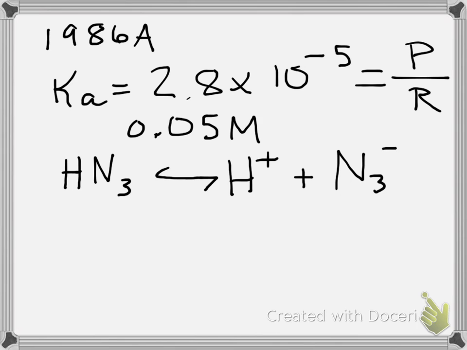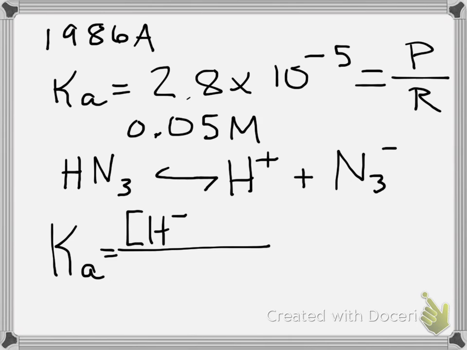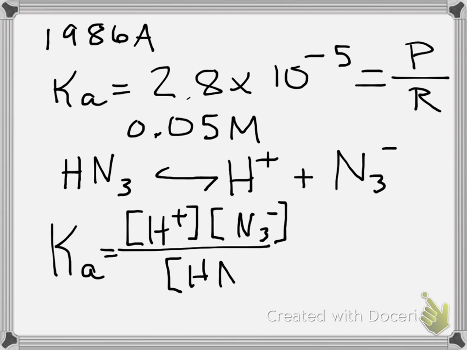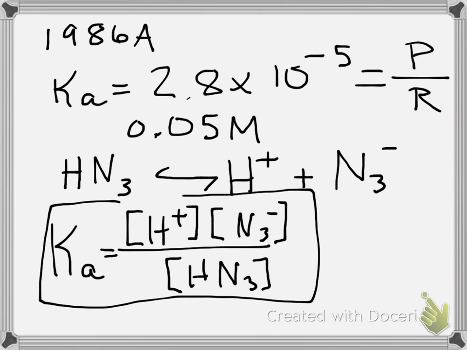So using that, we are able to set up our Ka expression. Again, it's products over reactants. So it's the hydrogen ion times N3 minus. Be careful that you don't do N minus 3 like nitride. This is 3 nitrogens with a -1 charge. And then on bottom, of course, is the original acid, HN3. So that is our part A answer. That is our Ka expression.